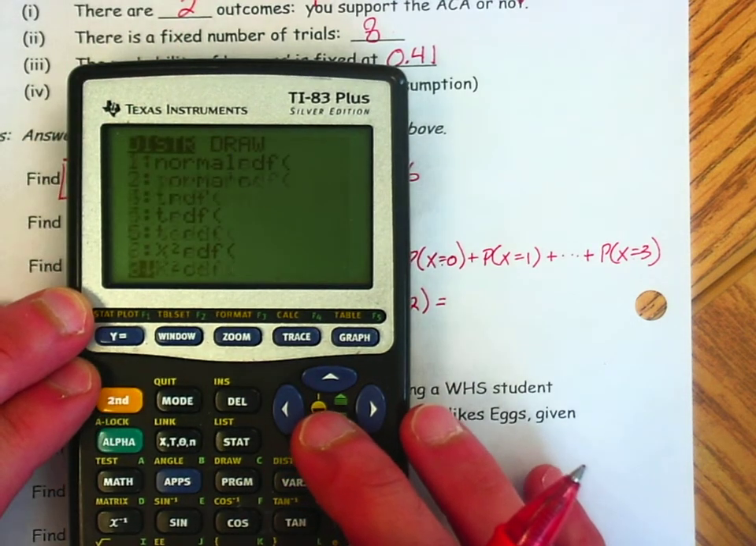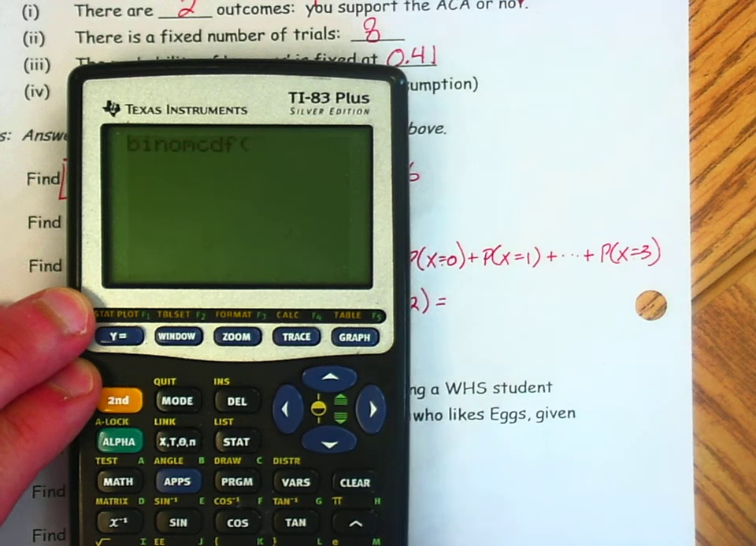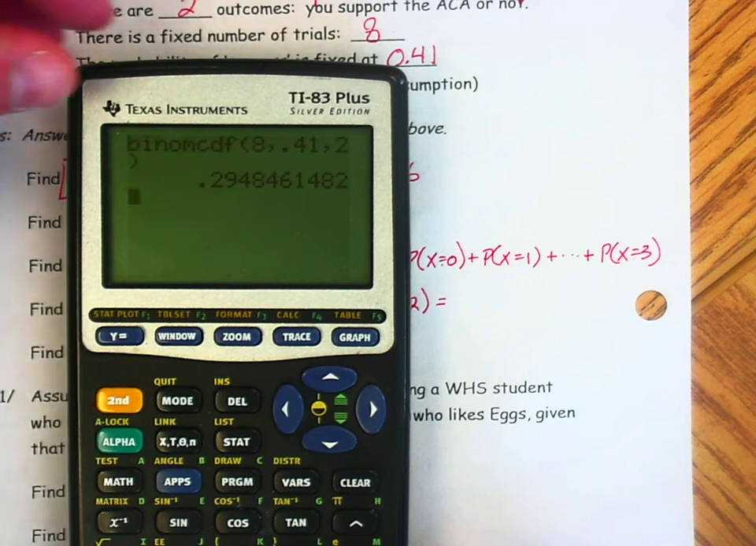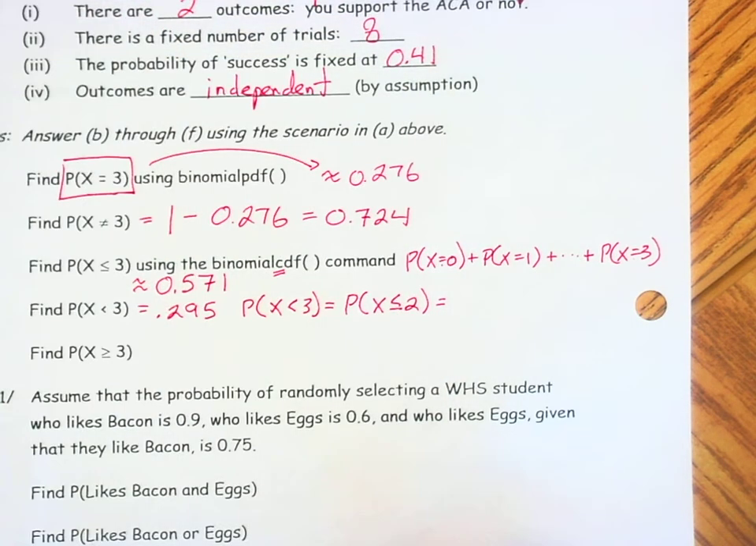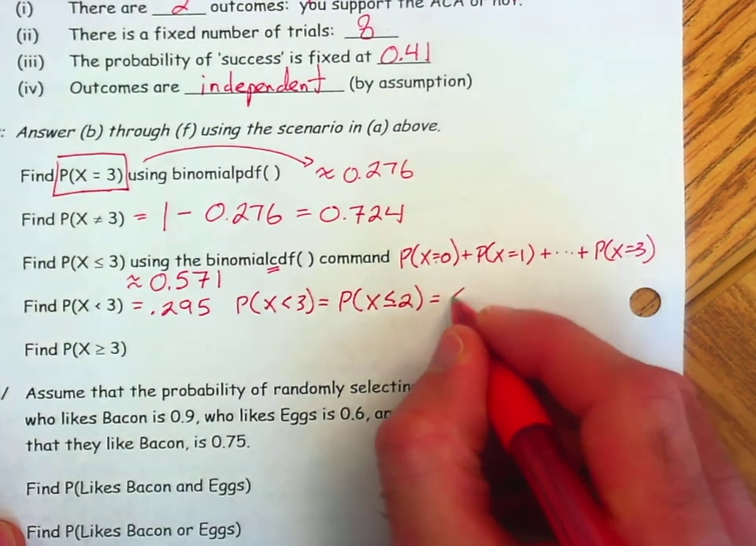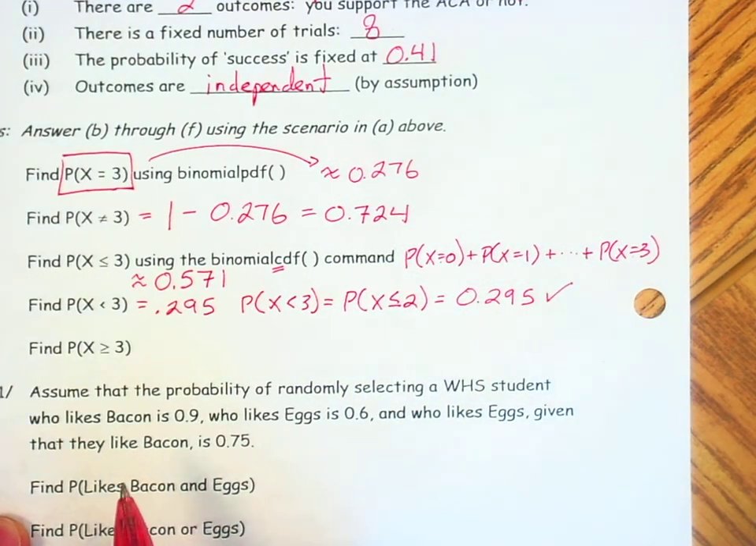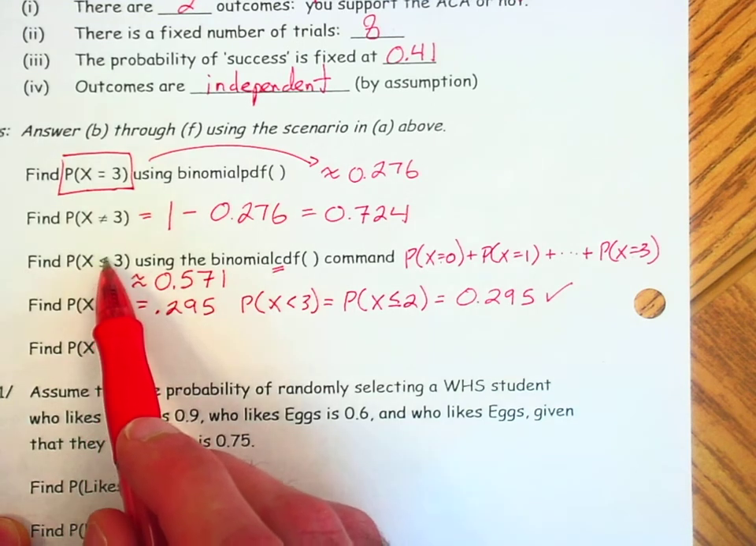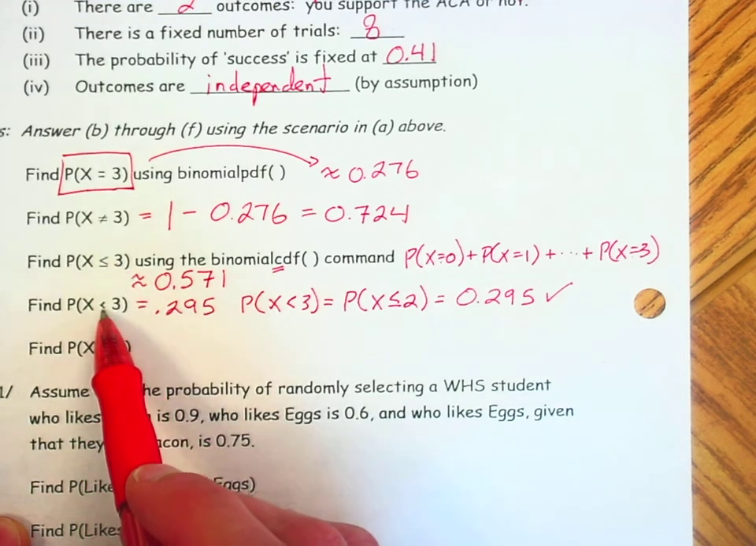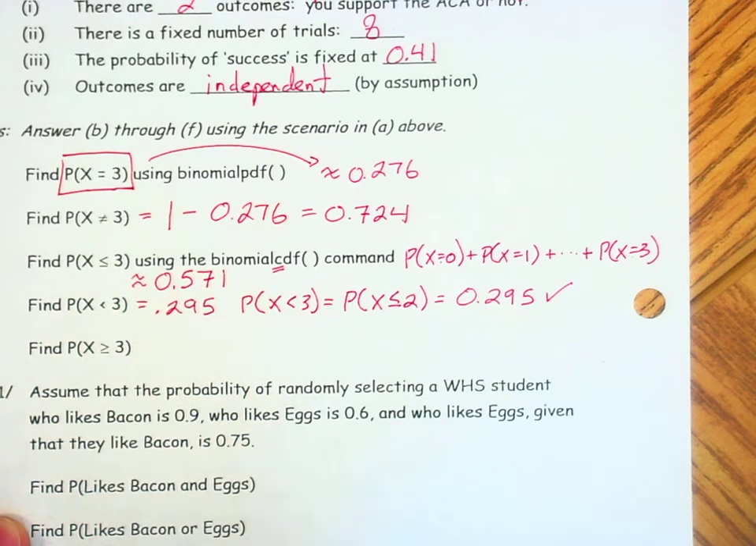So I can go here to binomial CDF again. Again, 8 is n. P is 0.41, but I don't want to put in 3 for my boundary. I want to put in 2. I only want to include the outcomes 0, 1, and 2. And there's the 0.295 again. There we go. So you have to be careful when you are looking at a binomial distribution. There is a difference between less than or equal to 3 and strictly less than 3. That's why I did those two questions.